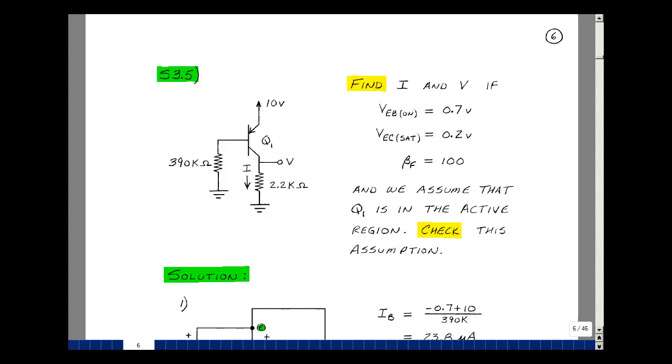This lesson deals with supplemental problem 3.5. You can find this problem in the ECE302 ebook in the Chapter 3 Supplemental Problems on page 6. Here we have a PNP transistor with a 10-volt battery and two resistors.